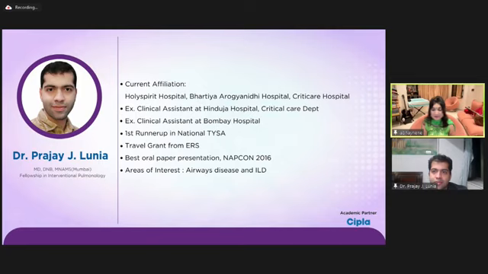He has worked with us before. He's been ex-clinical assistant at Bombay Hospital, somebody we completely relied on. If Prajay saw the patient and told us something, we were very happy skipping that patient because we knew he would have seen it as well or even better than us. Most importantly, he has done his PG from Nair Hospital, the same hospital that I did my PG from. We have the same alma mater and the same mentor, and I feel so proud that I share the same teacher and mentor and alma mater as Prajay.